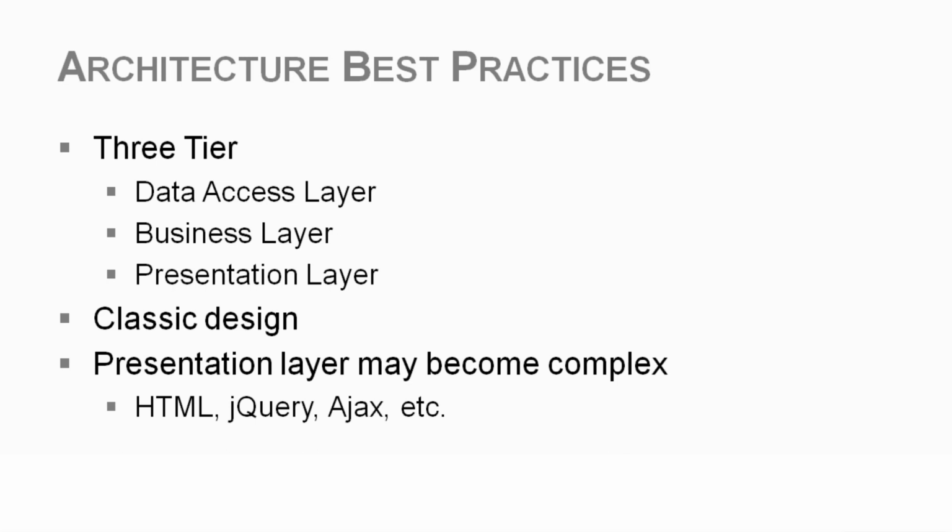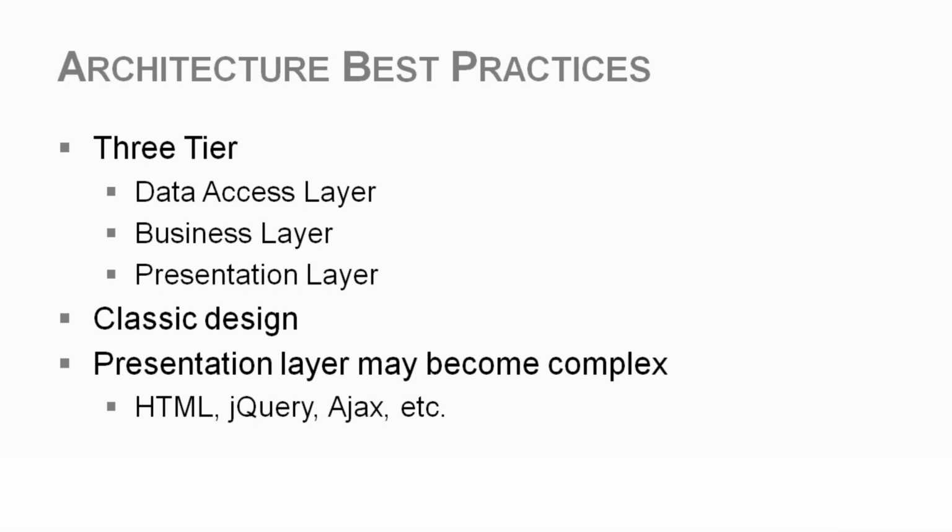Three-tier architecture is a lot more common. It's actually a classic. It has a data access layer, a business layer, and a presentation layer. And I'm sure you've heard of this. It's a classic design, and really the drawback to three-tier is the presentation layer may become complex. These days we use so many different technologies in the presentation layer. The data access layer and the business layer, those techniques are roughly the same as they have been for quite some time. But the presentation layer has really evolved. We used to use HTML and maybe a little bit of JavaScript. Now we have HTML and jQuery and Ajax and so many different types of frameworks that go along with those technologies that there's a lot going on in the presentation layer.